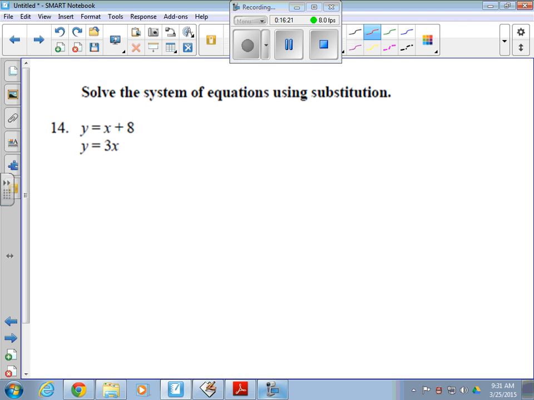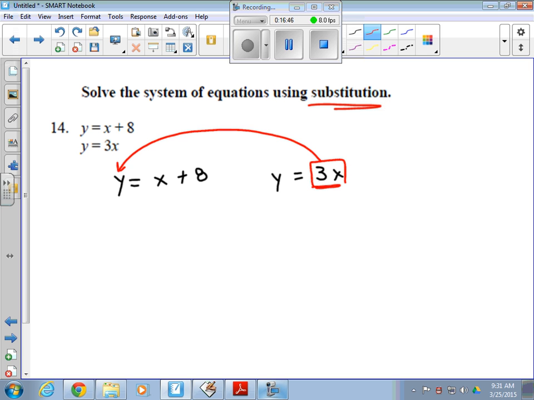Number 14 says solve this one using substitution. So remember, substitution looks and is easier for most people if they're written side by side instead of stacked. So all I did was move them to be side by side. Remember, it doesn't matter which one you sub in because both of them say y equals whatever that expression is. So take this value, 3x, and plug it in place of y.